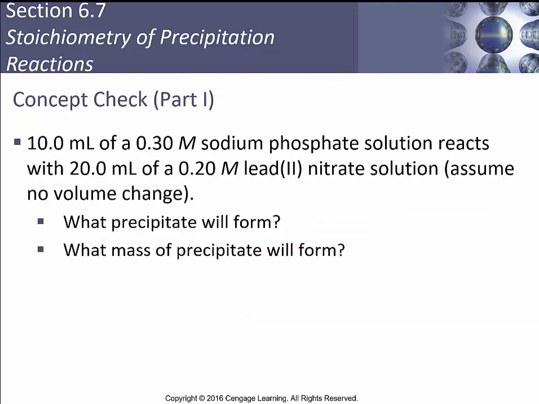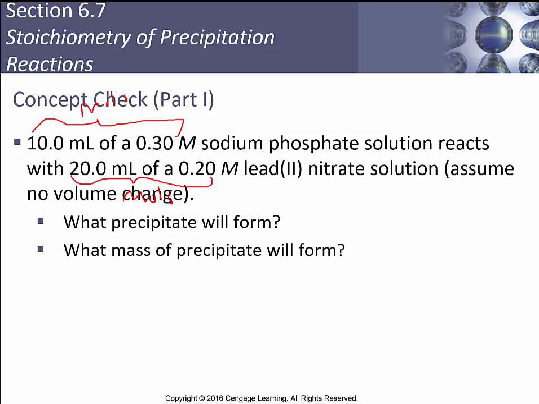We have 10 milliliters of a 0.3 molar sodium phosphate solution that's going to react with 20 milliliters of a 0.2 molar lead nitrate solution. So again, step 0 is the balanced chemical equation. Your second reflex is get it into moles. If you see grams of something, get it into moles. If you see a volume and a concentration, that's just moles hiding out as a liquid. Here we've got a concentration and a volume. That's going to give us moles.